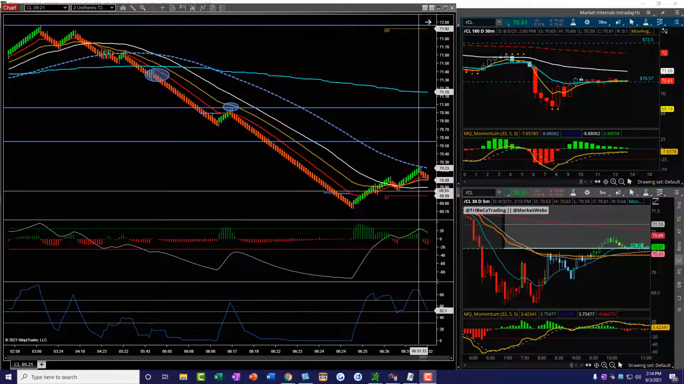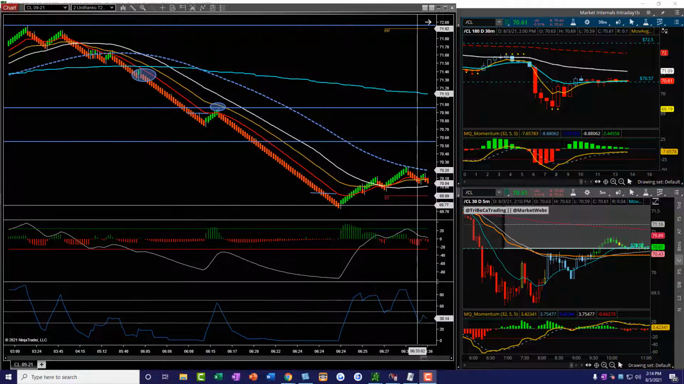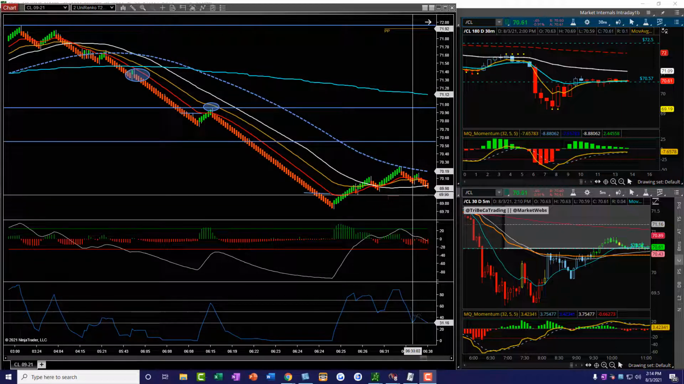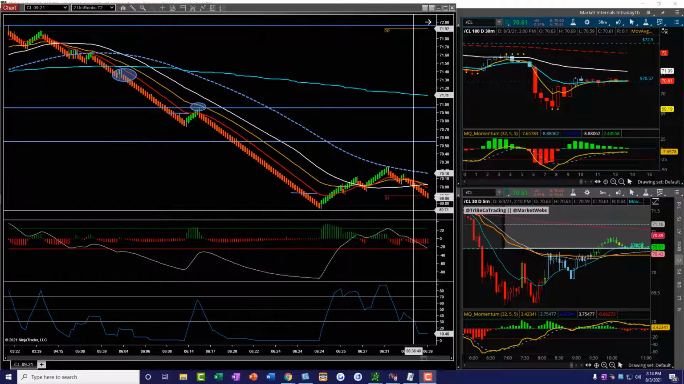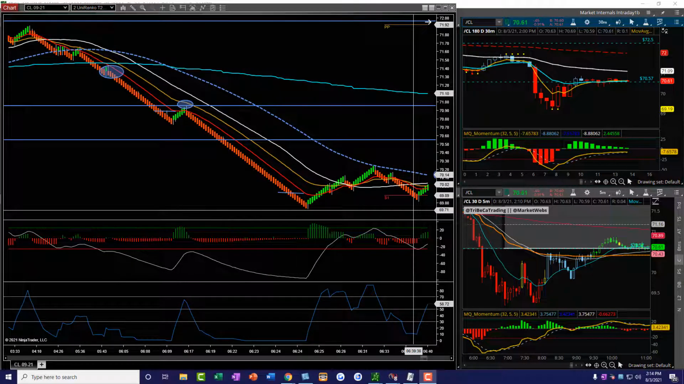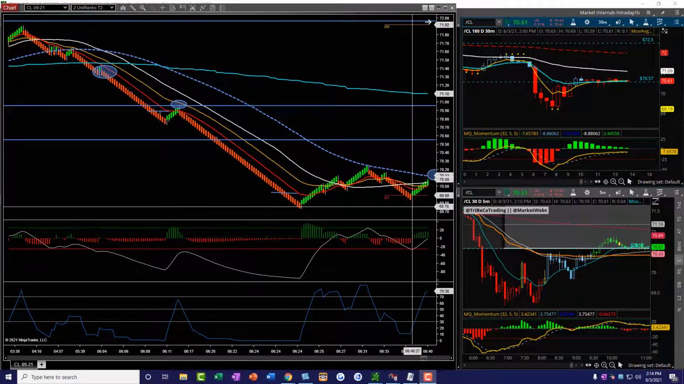We're getting a bounce. We get a bounce into the 50. We got another bounce in the 50. Not taking that right now because I have S1 right here. And then move back, we get a bounce off S1.